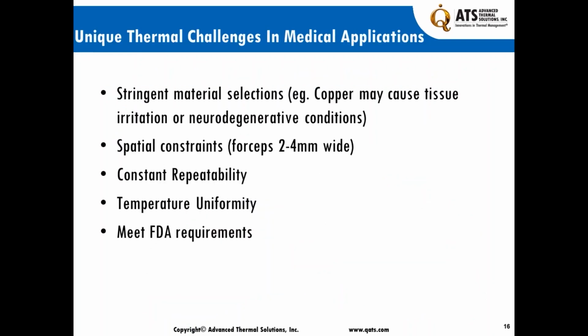Some of the unique thermal challenges that we see in medical applications are stringent material selection. Copper may cause, for instance, tissue irritation or neurodegenerative conditions, spatial constraints, constant repeatability and temperature uniformity, and also meeting FDA requirements. I mention this because it is near and dear to our hearts on the applications we've dealt with, because the smallest temperature variations, as you're going to see in the cell biology we're going to talk about, could kill the live cells, and your sample that you've very preciously generated or collected is of no use because the temperature could not be controlled.